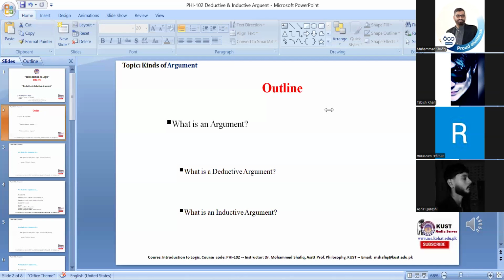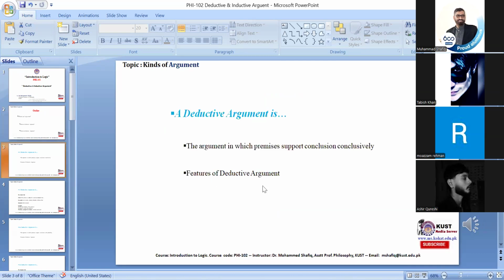So once you are able to understand what is a deductive argument, obviously you will be able to know the deductive logic and deduction. And once you know what is an inductive argument, you will be in a better position to understand what is meant by induction or what is meant by inductive logic. So let's start with the deductive argument. A deductive argument is the argument in which premises support conclusion conclusively.